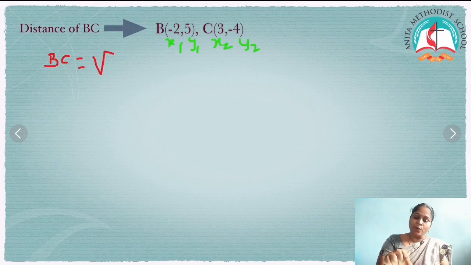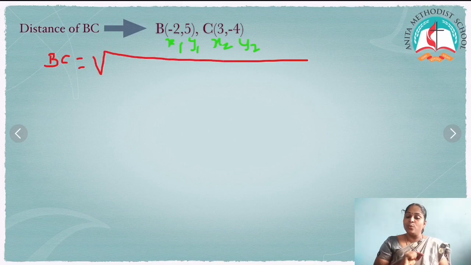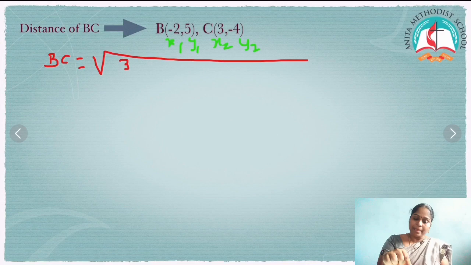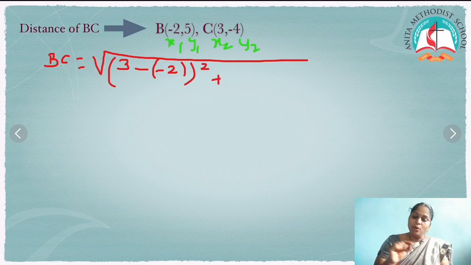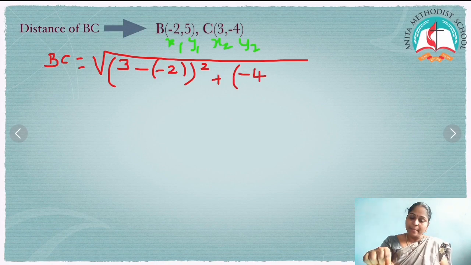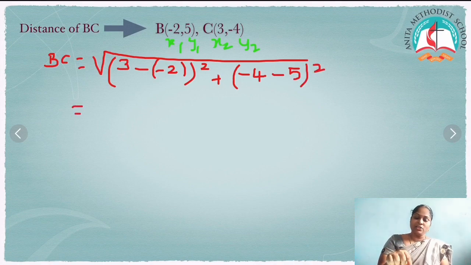So square root of x2. What is x2? Yes, x2 is 3. So 3 minus, what is x1? Minus 2, the whole square, plus, what is y2? Yes, it is minus 4, minus, what is y1? 5, the whole square.